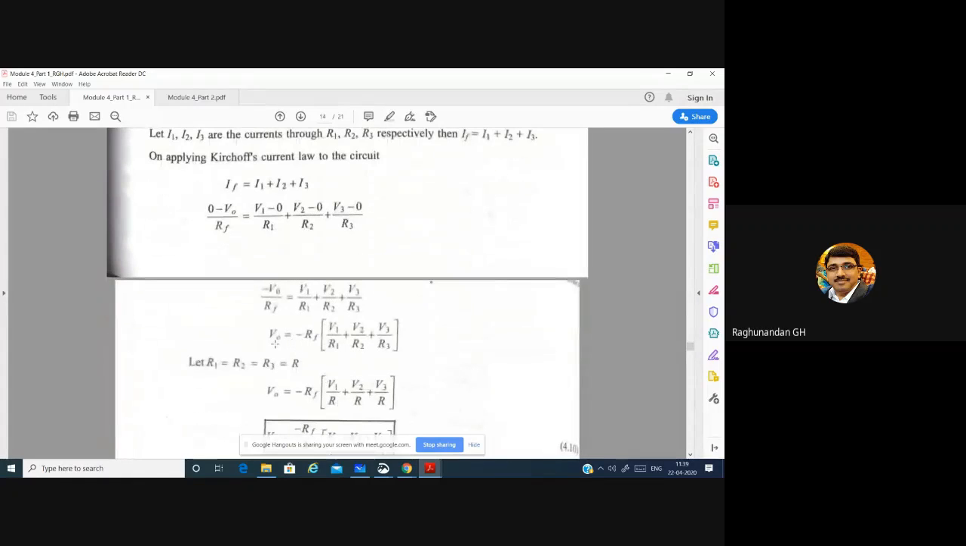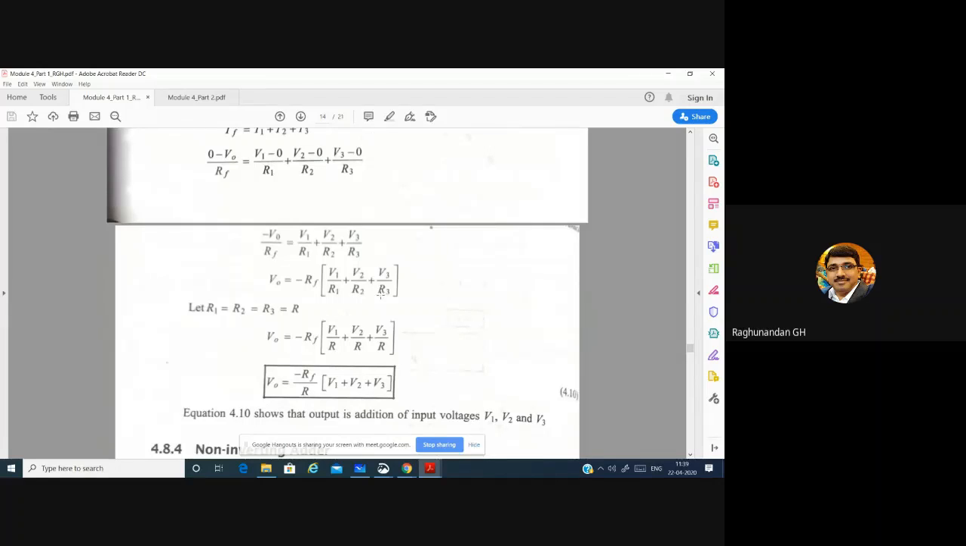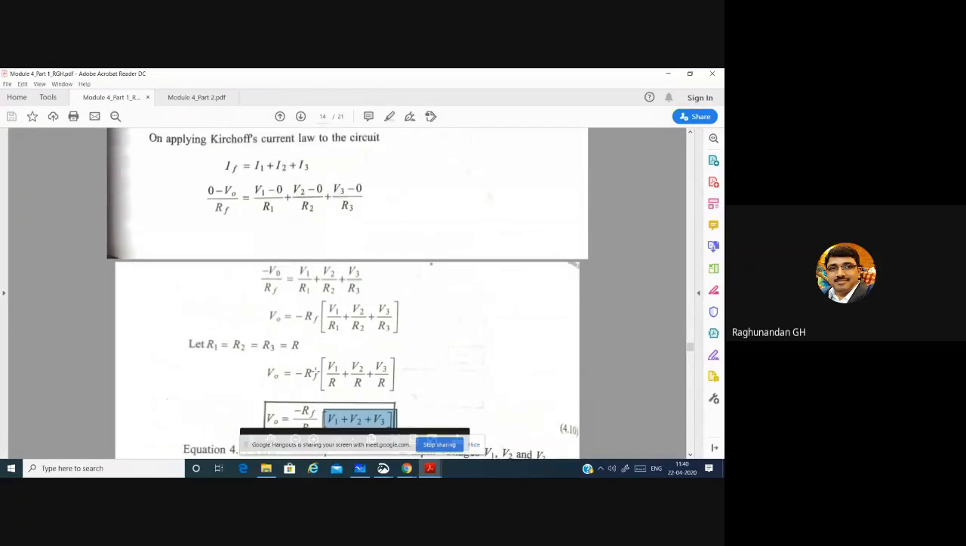Afterwards, because our intention is to write an equation for V0, if you take R1, R2, R3 values as the same, then you'll get minus Rf by R into V1 plus V2 plus V3. So this Rf by R is what? The gain. It is the gain. Okay. So from this equation, what we understand is this circuit is going to add the inputs, add some gain to it, and give the output.